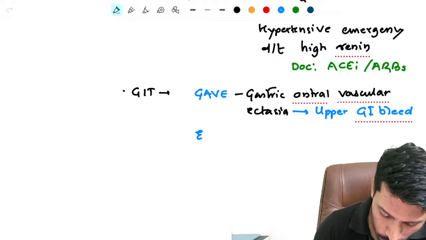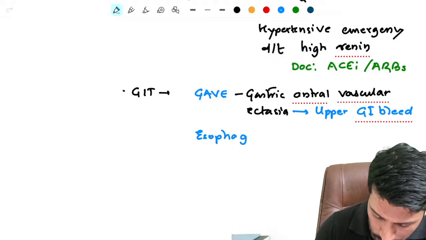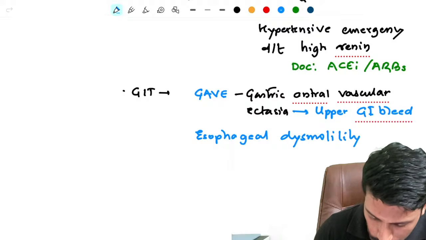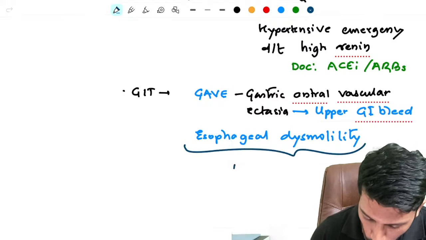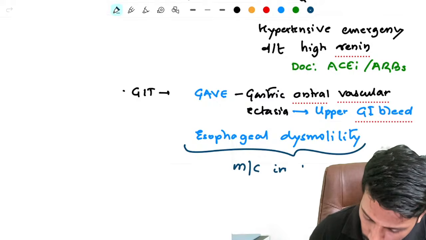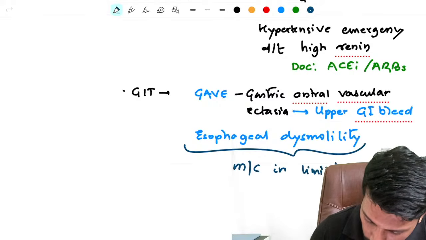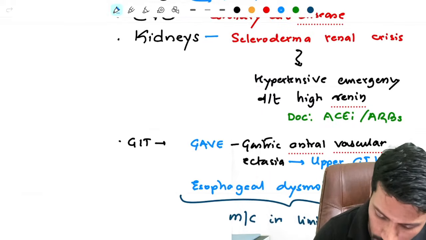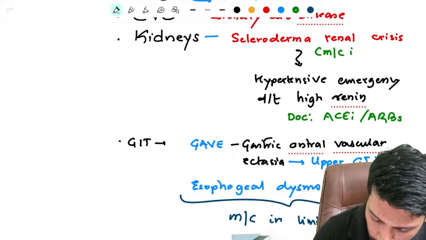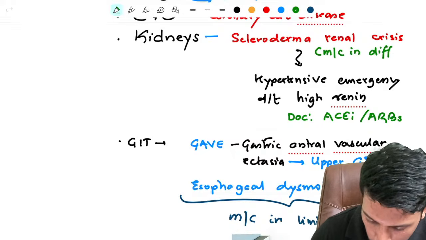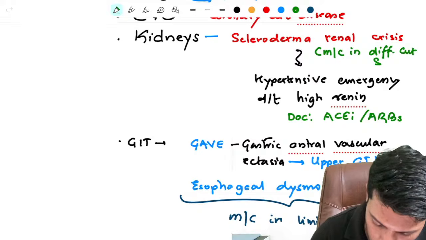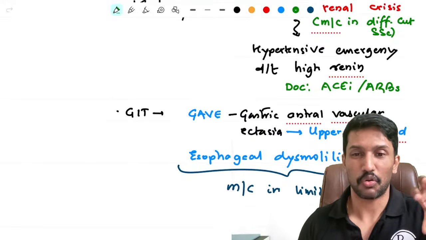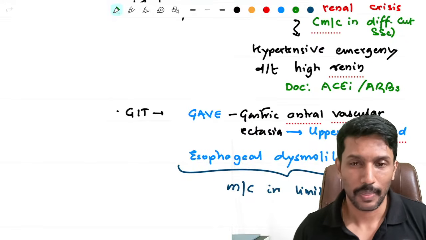The second thing they can develop is esophageal dysmotility. Both of these are more common in the limited cutaneous variant, limited cutaneous systemic sclerosis. I forgot to mention, scleroderma renal crisis is more common in diffuse cutaneous systemic sclerosis. Now, I gave you a lot of information, right? This is more common in limited cutaneous, this is more common in diffuse cutaneous.